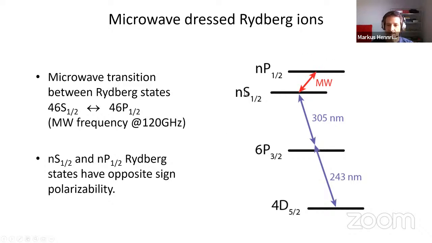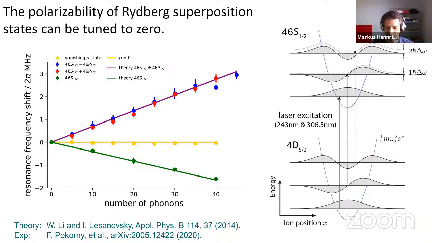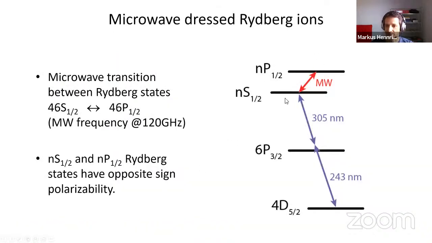And since NS states and NP states have opposite sign in the polarizability, you couple now one state that has a positive polarizability with another state that has a negative polarizability. And if you couple these two levels with a microwave field, you can actually generate dressed states of these two levels, and by that tune the polarizability of your dressed level. Depending on whether it's positive or negative, the polarizability of the combined state has the average of the two polarizabilities in the end, depending on the relative populations of these two levels.